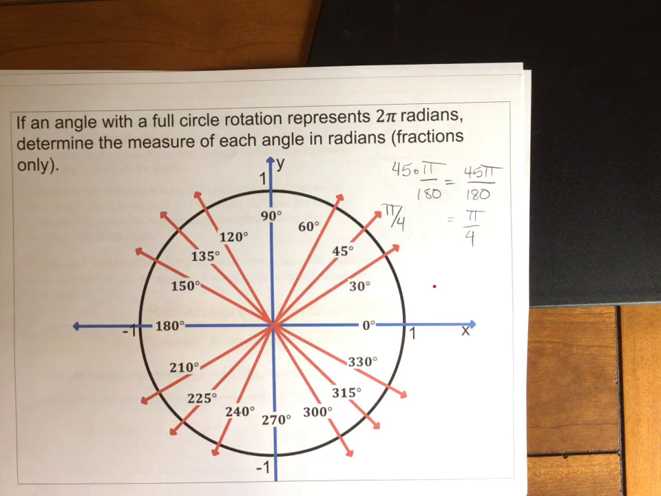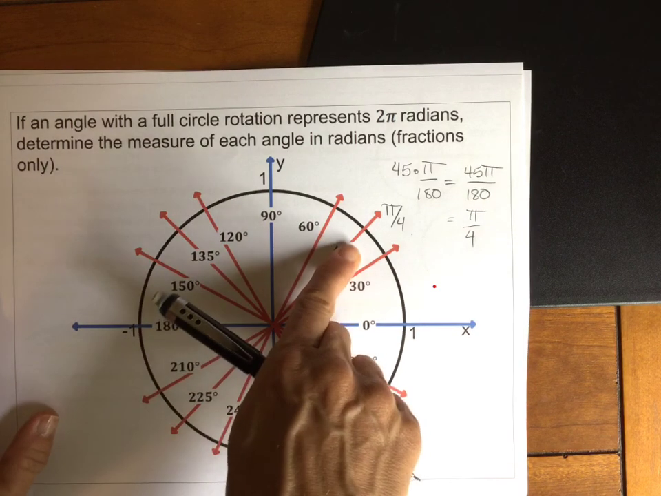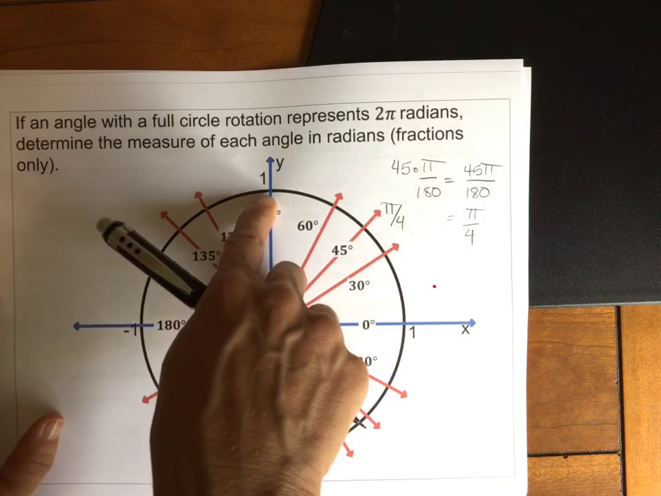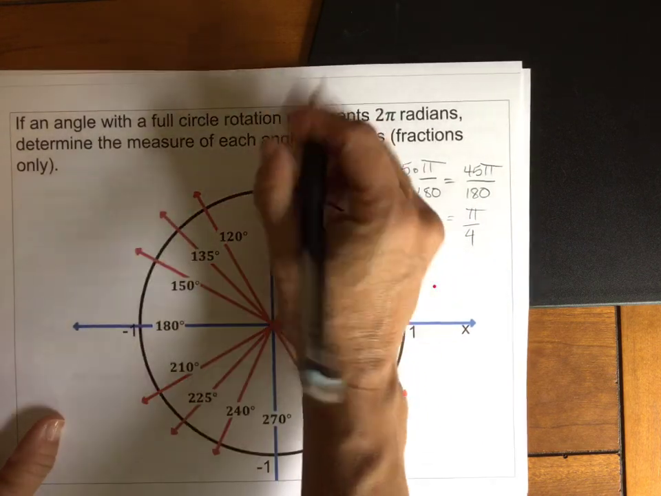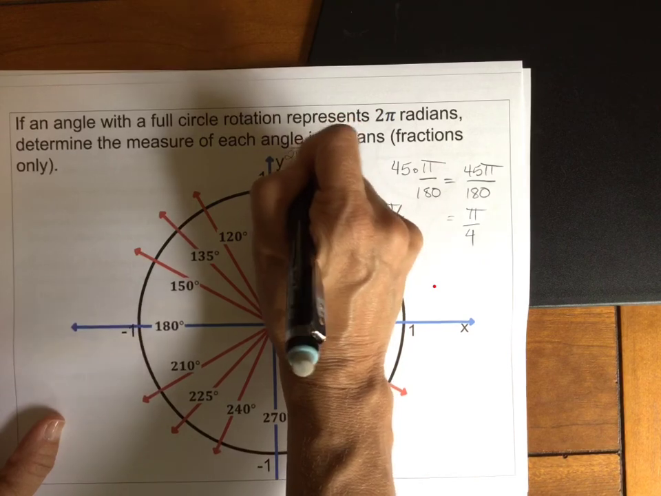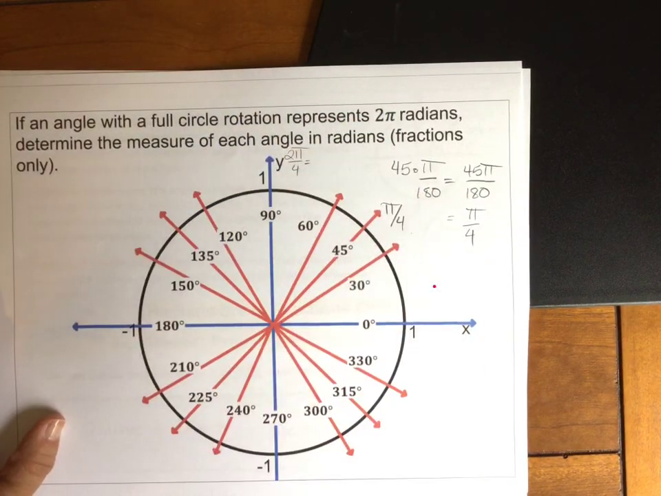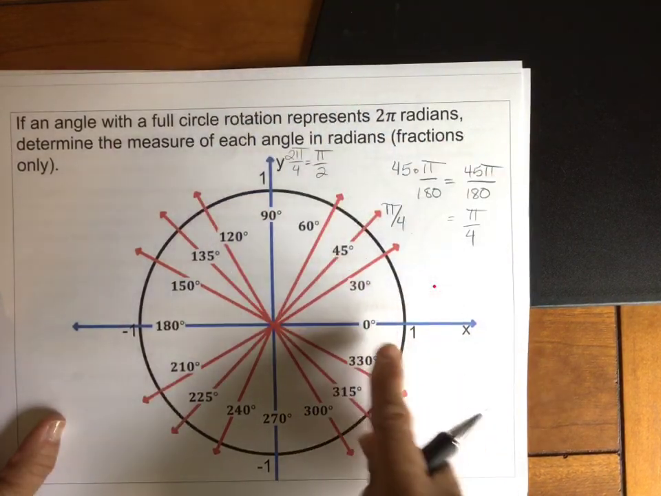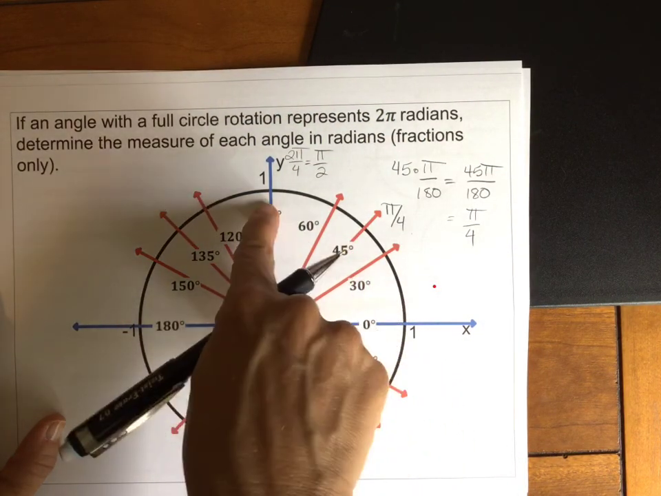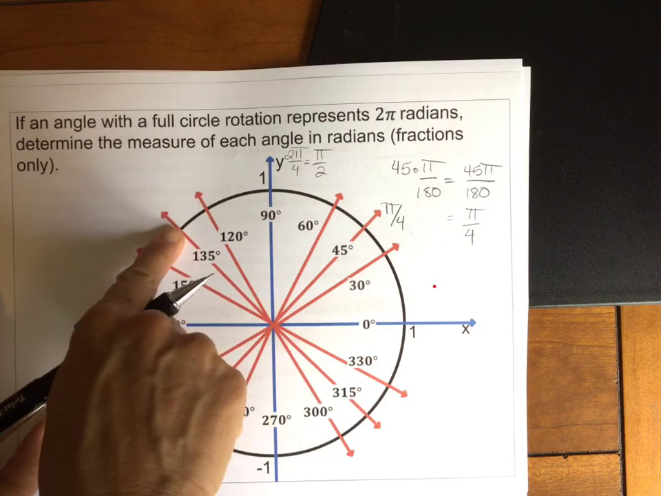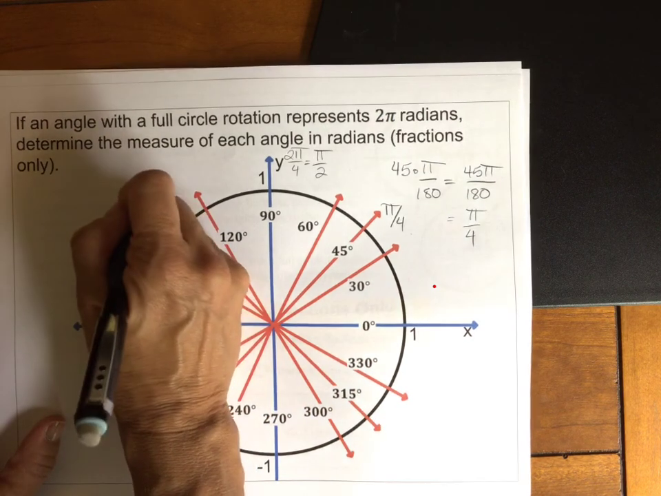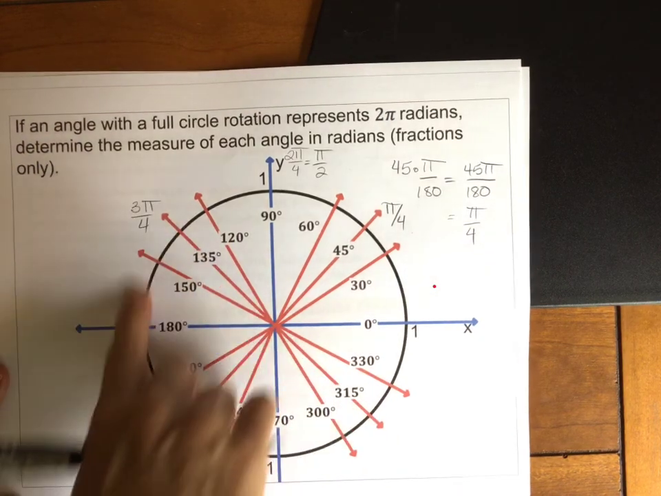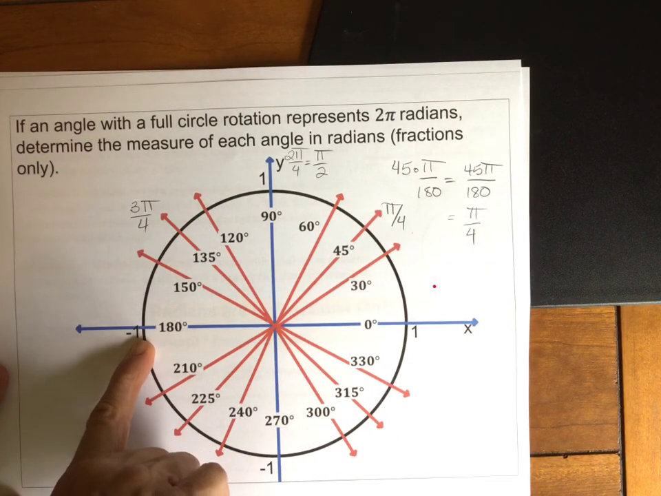Now, look what happens if I count around my circle. I have 1 pi over 4. Here's 2 pi over 4. So it's originally 2 pi over 4. That reduces to be what? Pi over 2. So 1 pi over 4, 2 pi over 4. Here's 3 pi over 4. That doesn't need to be reduced at all. And I come down here to 4 pi over 4.